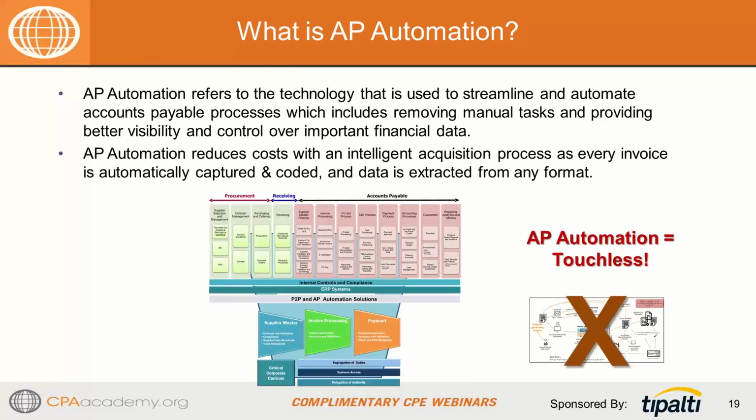AP automation reduces costs with an intelligent acquisition process, as every invoice is automatically captured and coded and data is extracted from any format. Many companies think about, well, gee, AP automation equals touchless. Yep, it moves you a lot closer to being in a touchless environment, and it certainly gets rid of that very complex process flow that we looked at a few slides ago.